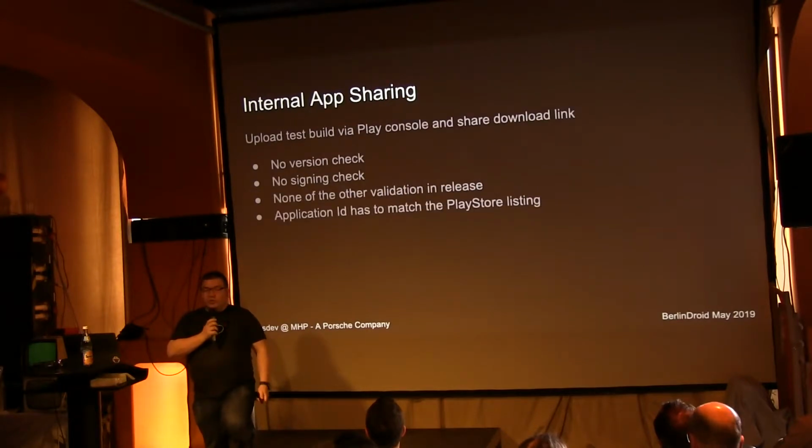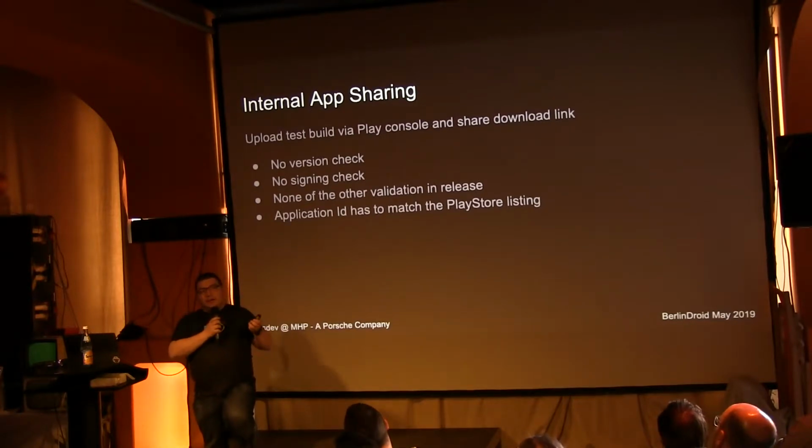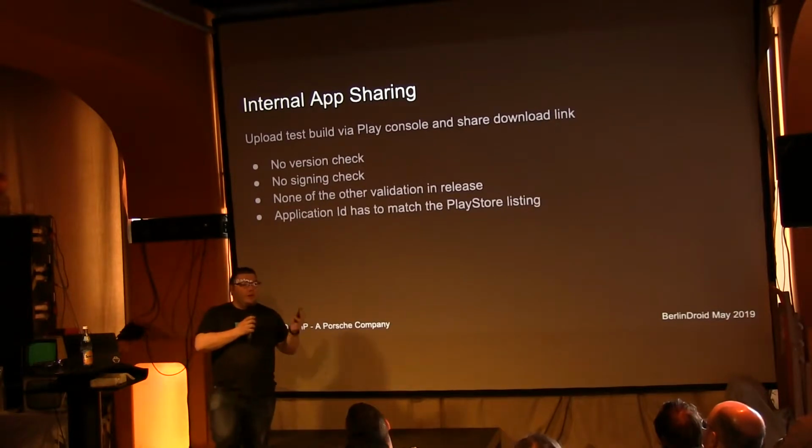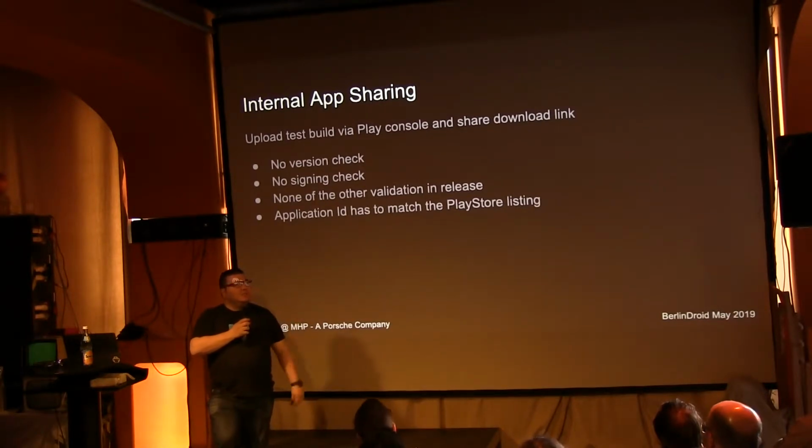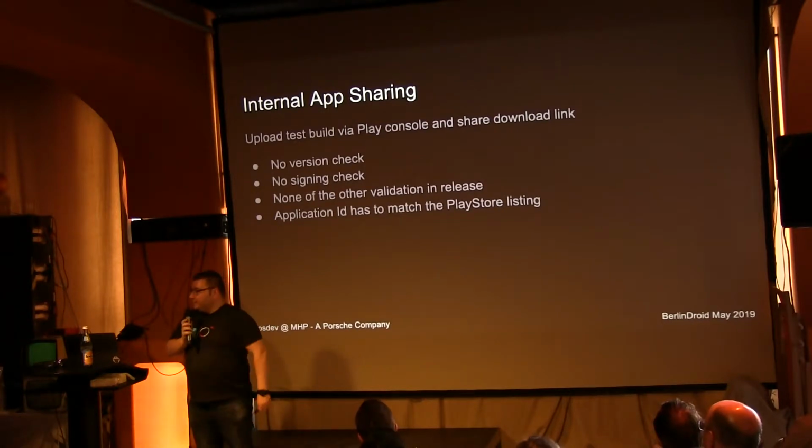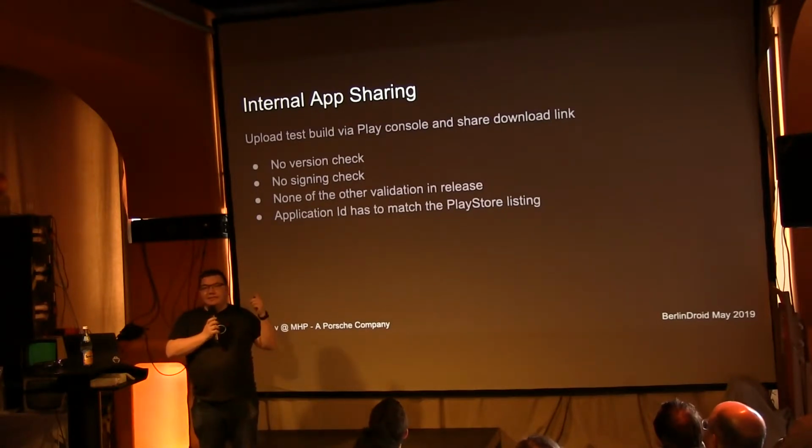Okay. Also, now you can do internal app sharing. A lot of people use something like Fabric Beta, because Firebase Beta is not public for now. They use it for that, but now it's an easy way with the Play Store. You just drag and drop your APK to the Play Store, and then you can get a download link that you just send around to the people, and they can download it. The nice thing at that point is the version code check doesn't happen. There's no signing certificate check at that point.